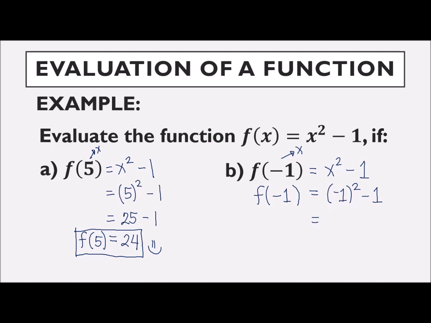Then simplifying it, we will have negative 1 squared, which is negative 1 times negative 1. The answer there is 1. And then bring down the remaining negative 1. So 1 minus 1, the answer here is 0. And that's okay. Don't be nervous if you get an answer of 0. It's okay. It's not always a whole number, positive or negative; sometimes it is a fraction or a decimal. So if the value of x is negative 1, or the function of negative 1, its value is 0. Okay? I hope that's clear.